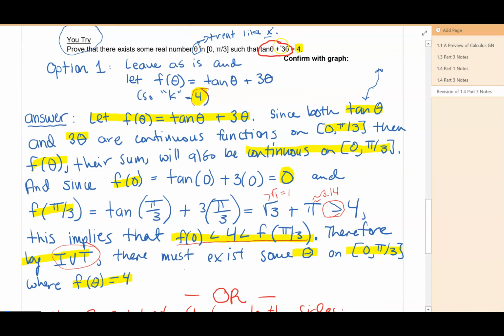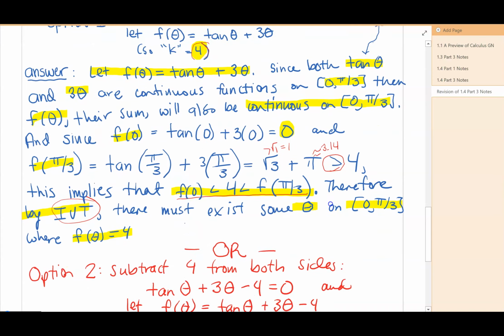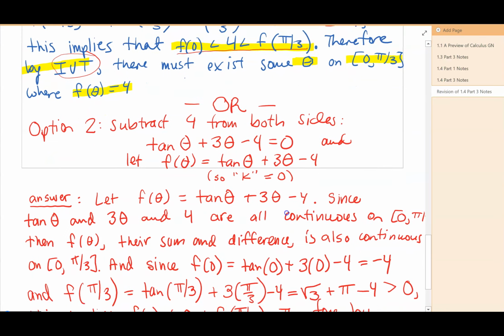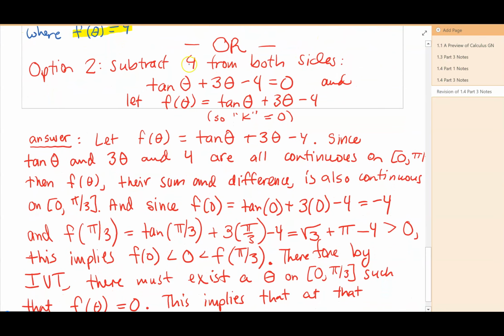So that's why 0 to pi over 3 is our x interval, which is why we state it twice. Remember, you always want to state that x interval twice. So that's option 1, showing that the function equals 4. Option 2 could be done like the last example, where you subtract 4 from both sides, and therefore your function would be this whole thing, tan theta plus 3 theta minus 4.